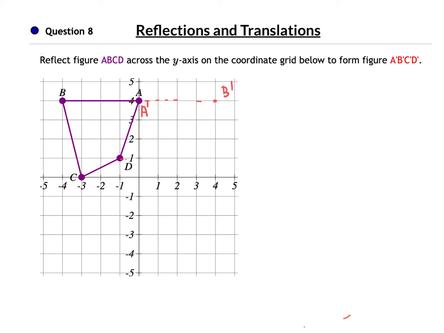D is 1 unit away. Go along a perpendicular. 1 unit on the other side. That's D prime. C is 3 units away. We'll go 3 units on the other side, and there's my C prime. Connect those points. The quadrilateral in red is our answer.